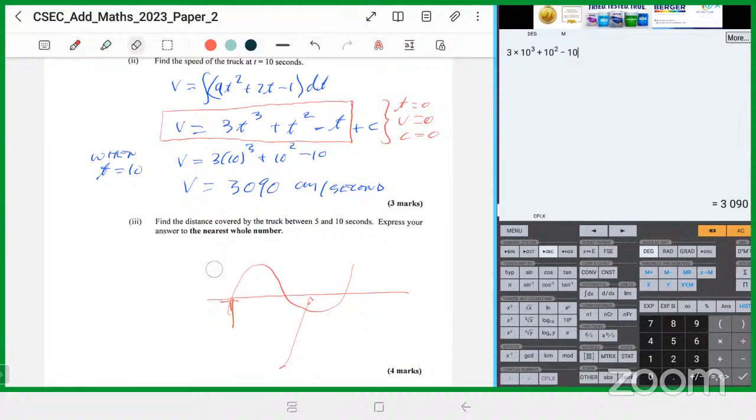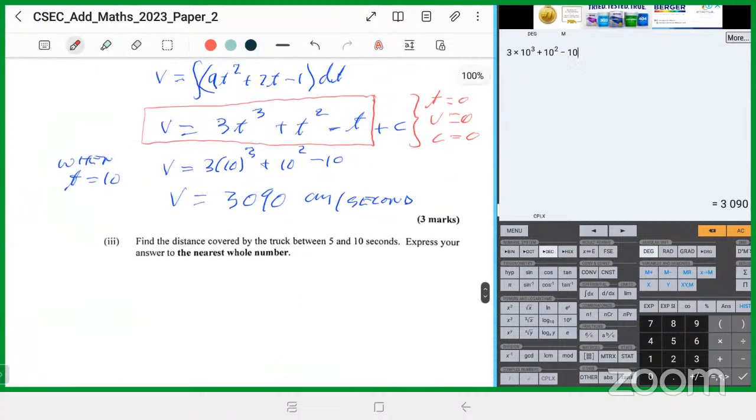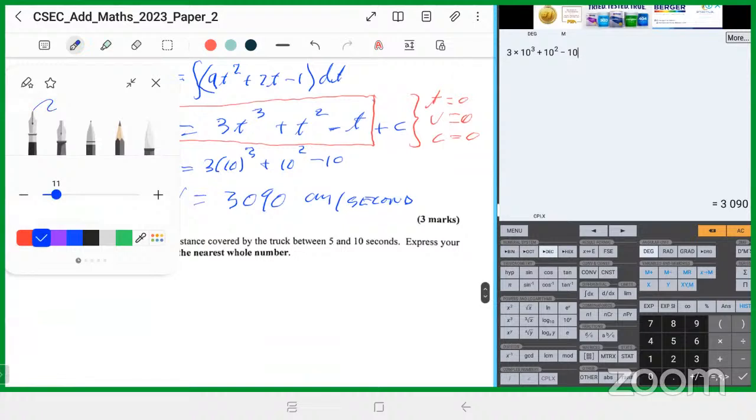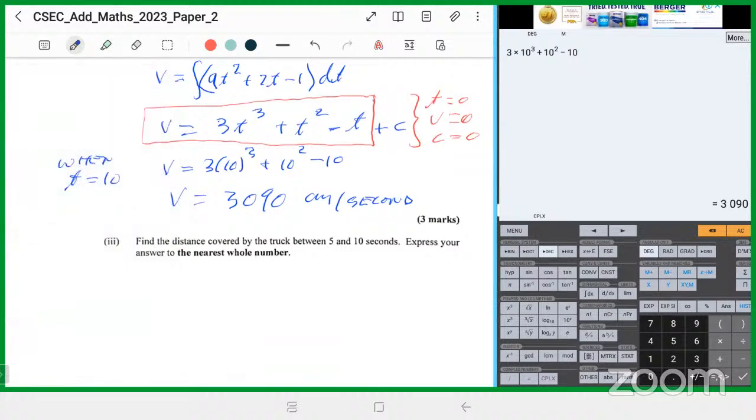So I would prefer to make a sketch to see exactly how this graph of this function looks, so I can see where the 5 and the 10 are, and see where I need to get the distance, because on the velocity-time graph, the distance is here. So I can treat it that way. I prefer to see the function.